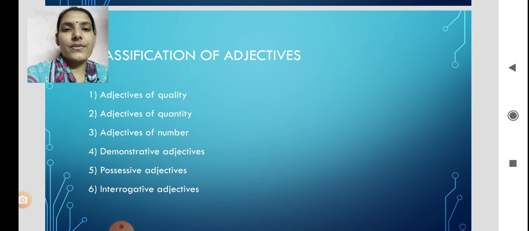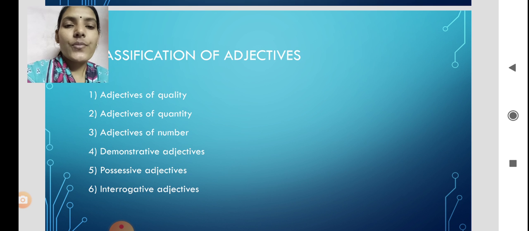Classification of adjectives. There are 6 types of adjectives. First, adjectives of quality. Second, adjectives of quantity. Third, adjectives of number. Fourth, demonstrative adjectives. Fifth, possessive adjectives. Sixth, interrogative adjectives.